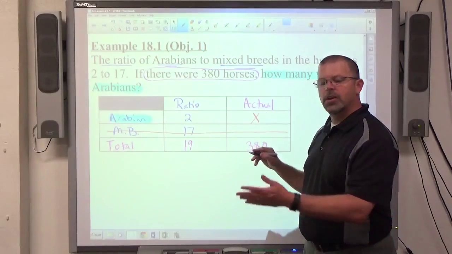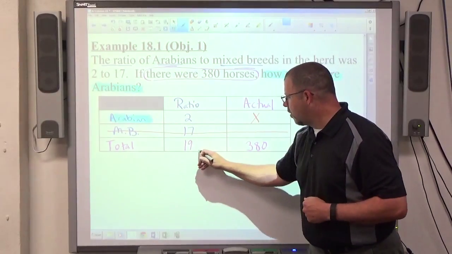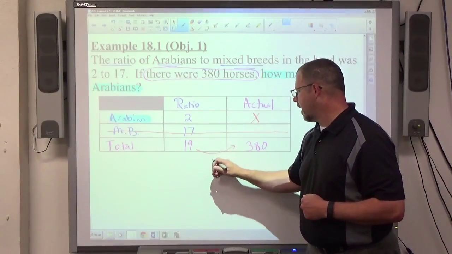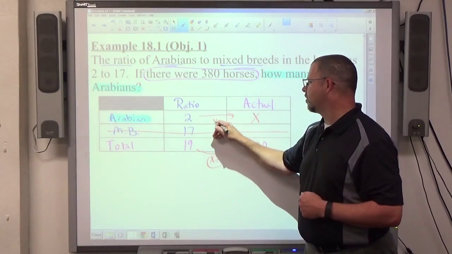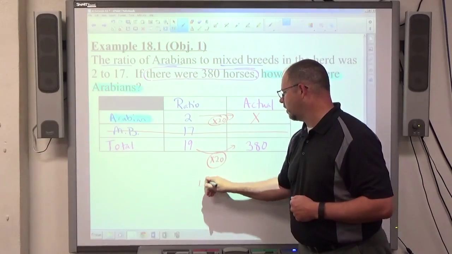Now, 2 ways of doing it. You can do the proportion way. If you notice a multiplier, 19 times 20 makes 380. Then 2 times 20 is going to get your answer. So that's 40 Arabians.